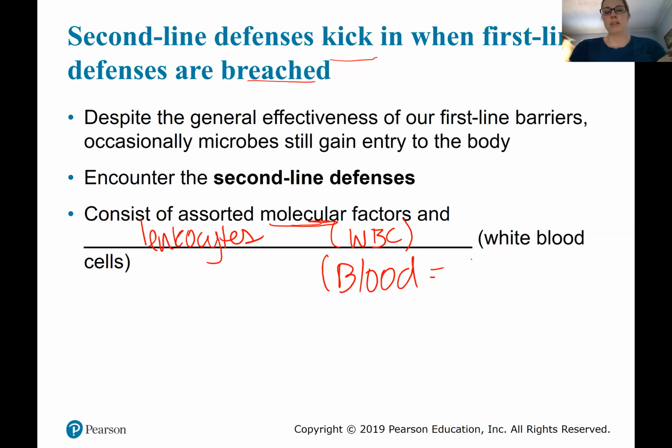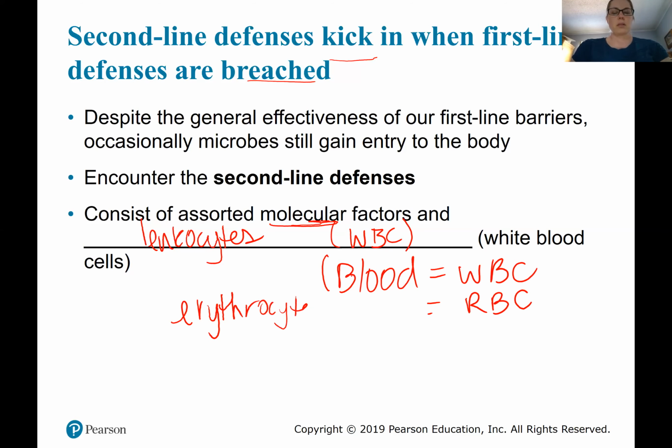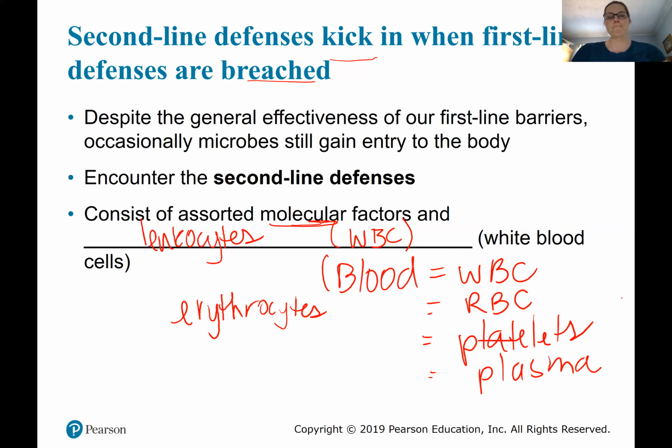is made up of white blood cells, or leukocytes, red blood cells. Do you remember what those are called? Erythrocytes. And platelets and plasma. Okay, those are the components of blood. But we're going to focus on the leukocytes, also known as the white blood cells.